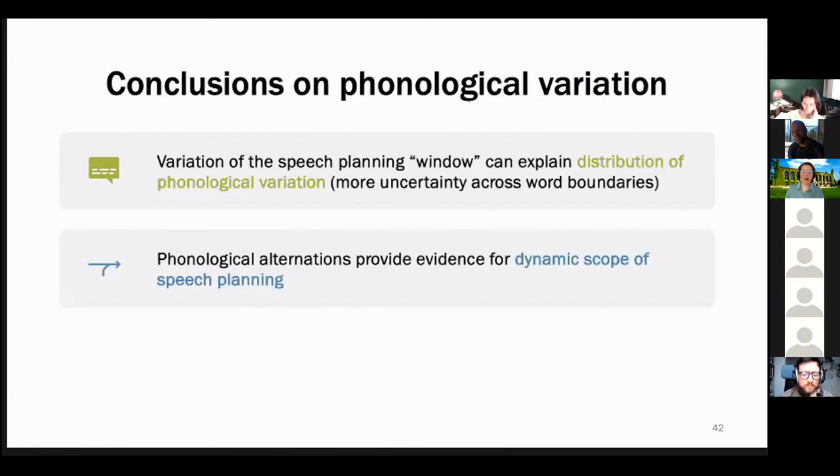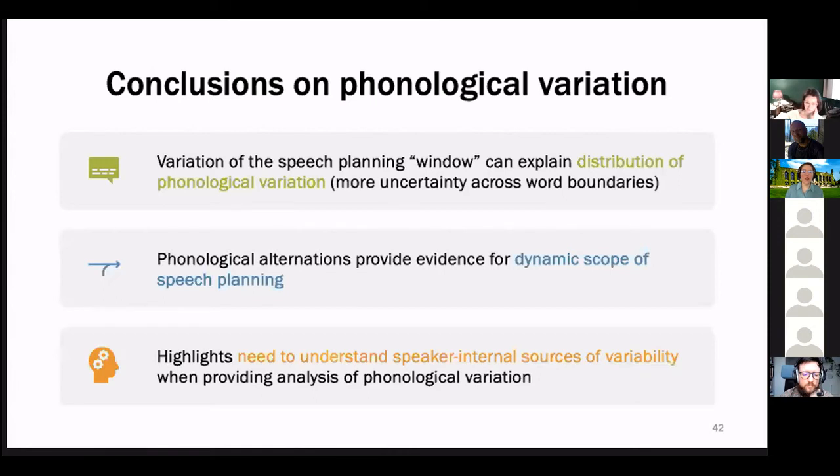So we have this kind of novel result that speech planning is dynamic within individuals. And I think what this highlights is the need to understand speaker internal sources of variability when we're trying to provide an analysis of this phonologically defined phenomenon of phonological variation.